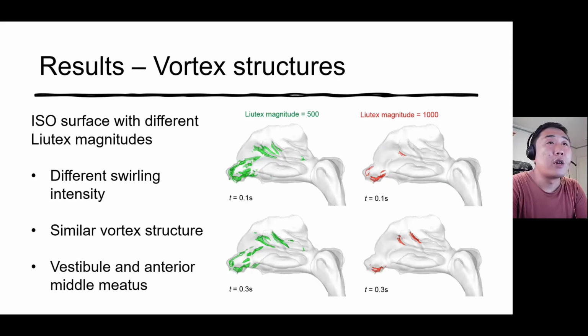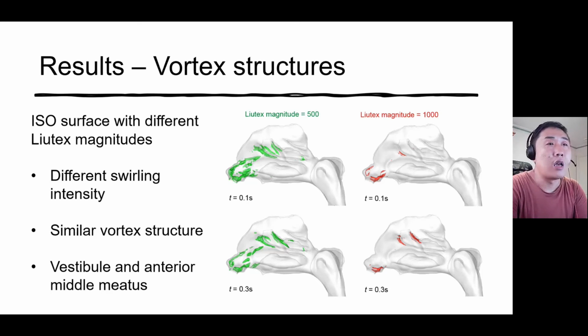Besides the streamline results, these slides provide quantified vortex structures under the initial and peak time events. As I introduced in the methodology slide, the magnitudes here directly reflect the angular speed of the swirling motion. Here, isosurfaces were used to facilitate the three-dimensional visualization, where green surfaces stand for vortex structures with a LUTEX magnitude of 500, and red surfaces stand for vortex structures with a magnitude of 1000.